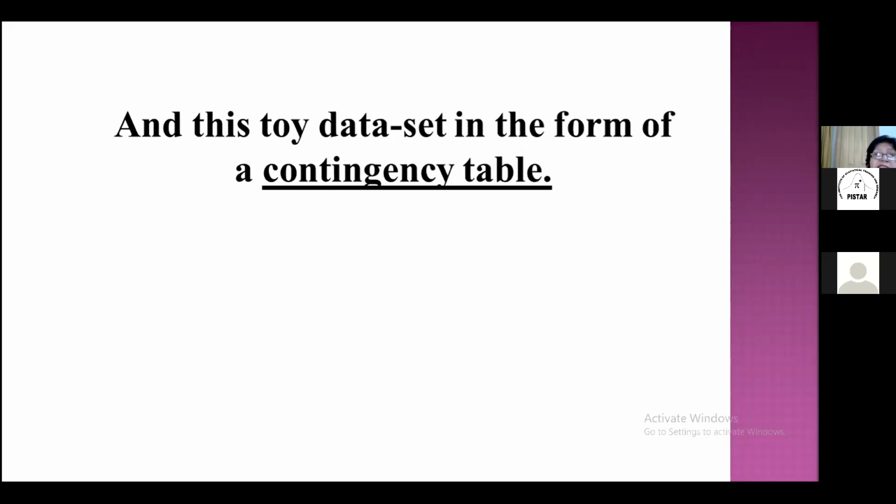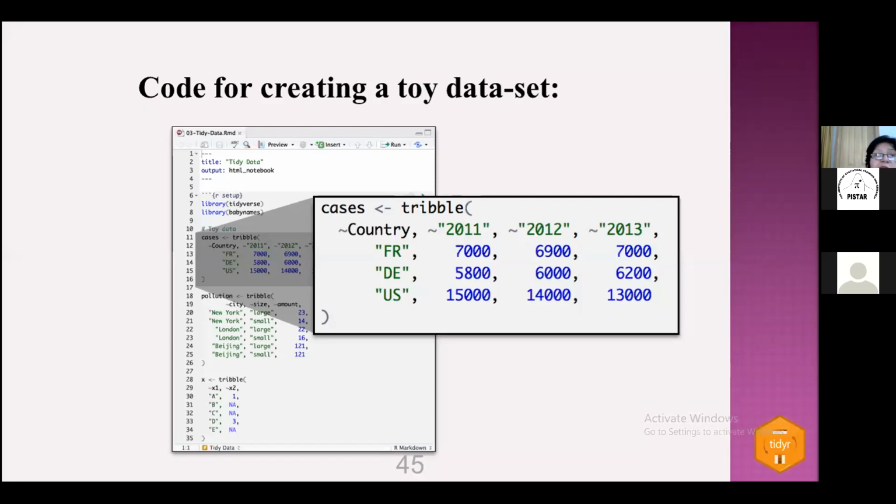And this one we are going to create in a contingency table form. So you see, this is the code. The name of the data set is cases. We can give any name, but suppose we want to give this name. Then we put this arrow, and then we type tribble. Then we open the parenthesis. Then we put the tilde sign and type the word country. We put the comma, and we have to type all of this. This is a toy data set, just a small data set that we can create ourselves in tidyverse. And please don't forget that after all this, you have to close the parenthesis also.